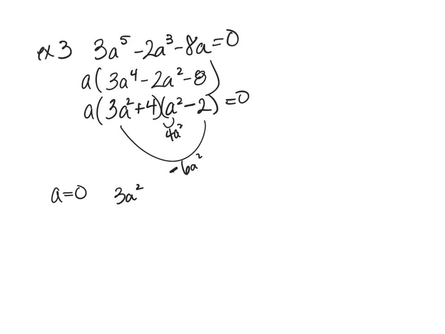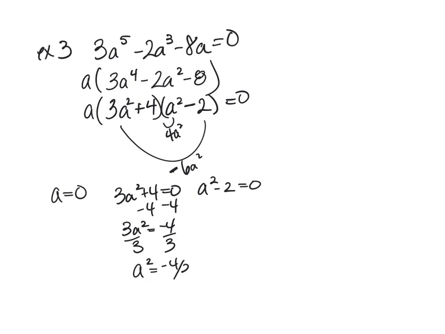I have 3a squared plus 4 equals 0. And I have a squared minus 2 equals 0. And I can solve these. 3a squared equals negative 4. And divide by 3. So a squared equals negative 4 thirds. And now this means I have imaginary roots. And what do we do about those?